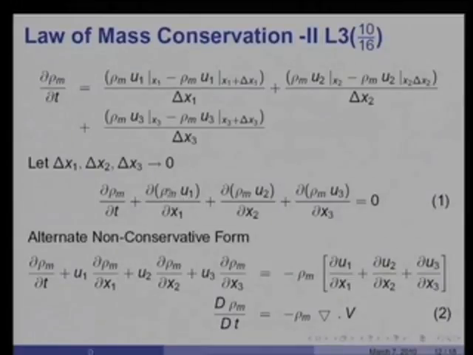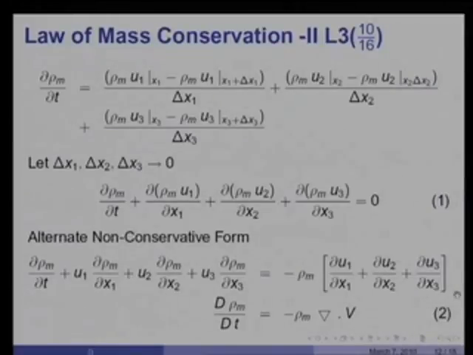and rho m du1 by dx1, which is written here on the right hand side. So you will see I will get d rho m by dt plus u1 d rho m by dx1 plus u2 d rho m by dx2 plus u3 d rho m by dx3 equal to minus rho m into du1 by dx1, du2 by dx2, du3 by dx3.